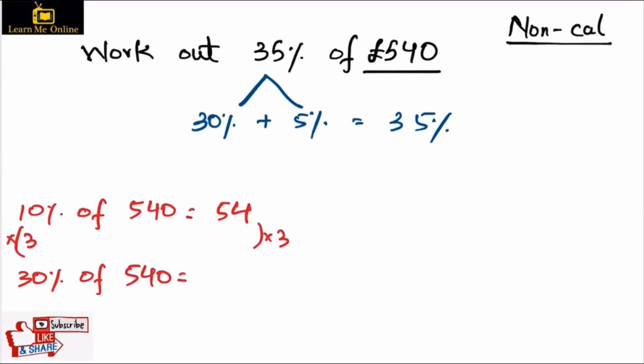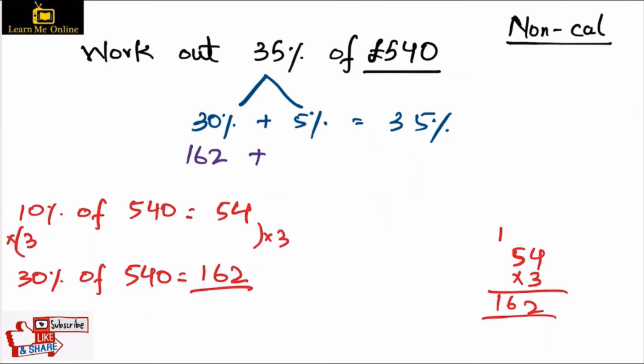As I said, this is a non-calculator, so on the side I'm going to show you the multiplication. 3 times 4 is 12. Then 3 times 5 is 15 plus 1 would be 16. So it would be 162. I'm going to write this down over here as 30% represents 162.